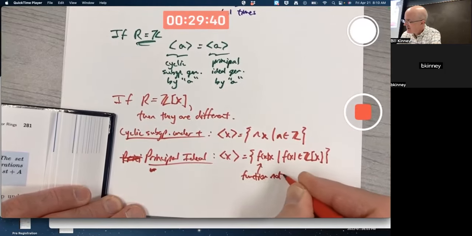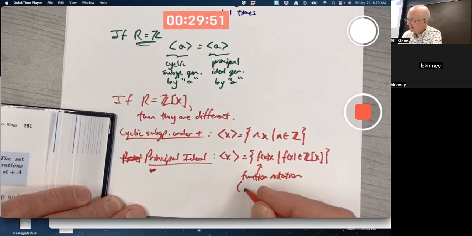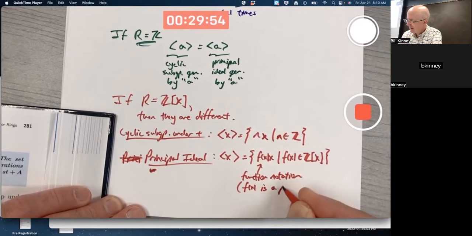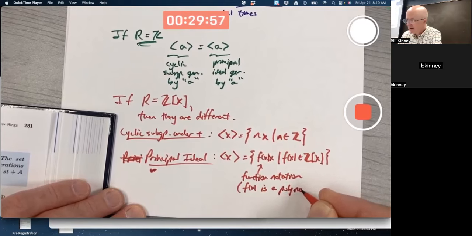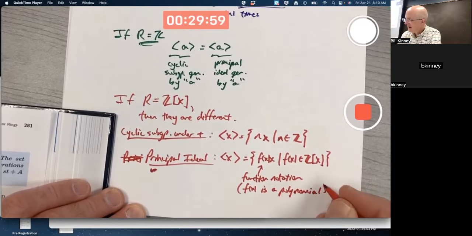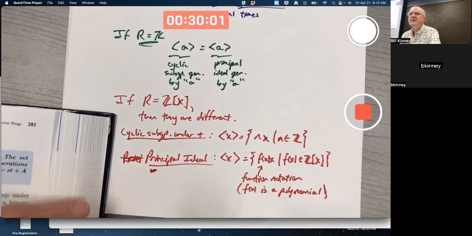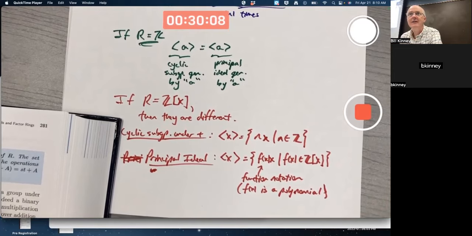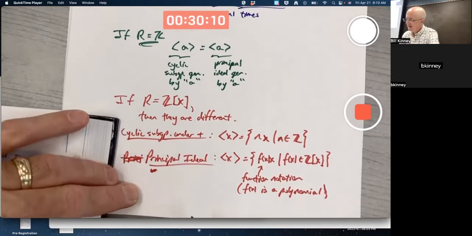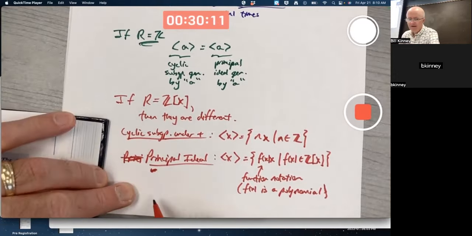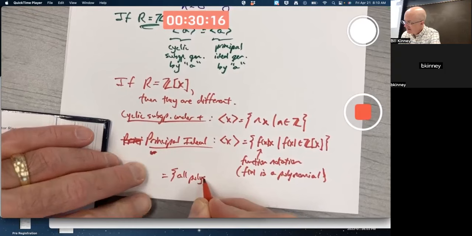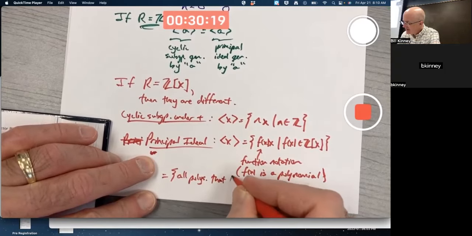That's function notation, which I mentioned at the beginning. We don't have to use function notation, but it is convenient. But f(x) is a polynomial. It's not just any old function. What does this represent? Really, it represents all polynomials that have x as a factor.